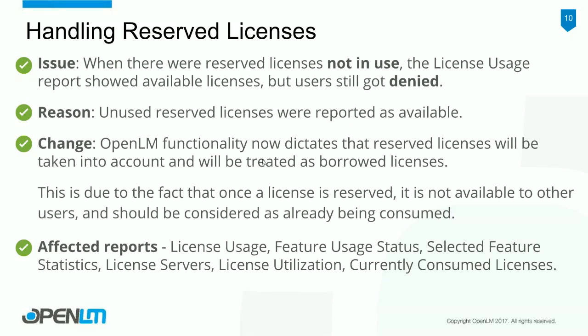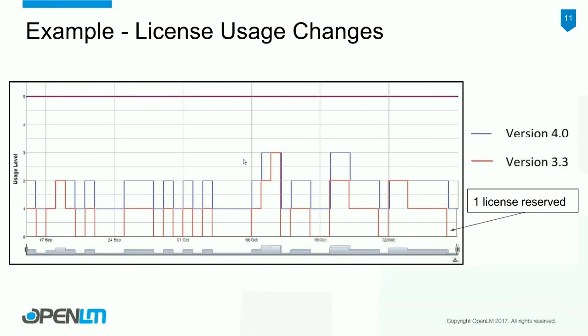So the change that we implemented is that now OpenLM dictates that reserved licenses will be taken into account as borrowed licenses. So you will see it as usage. Now, the affected reports are, as you see below, the license usage, the feature usage status, and so on. I just want to show you a comparison, and what does that mean visually? So you'll be able to see what I mean by changes in reserved license monitoring.